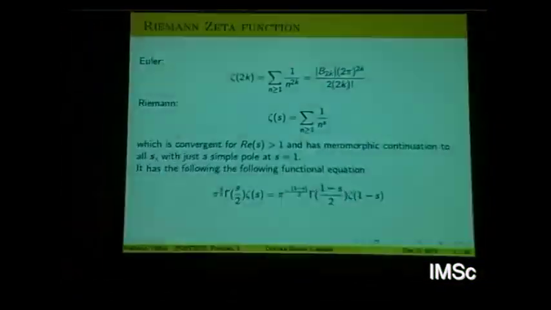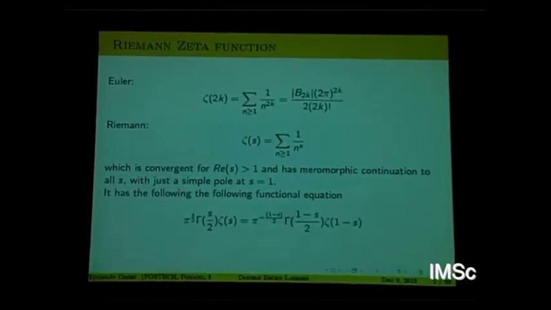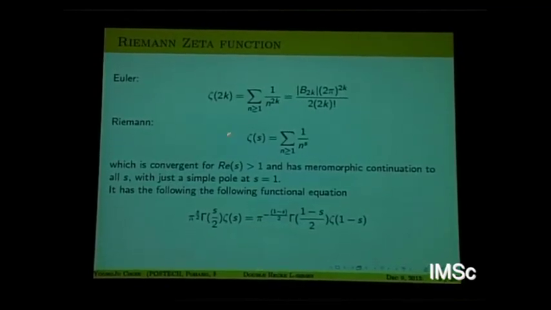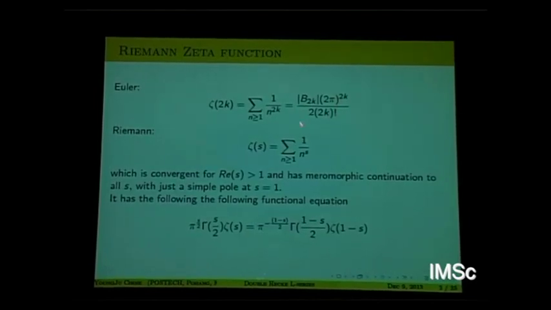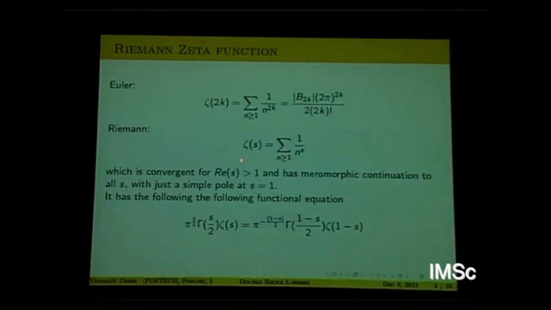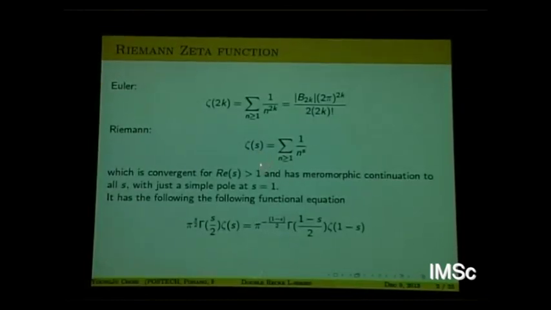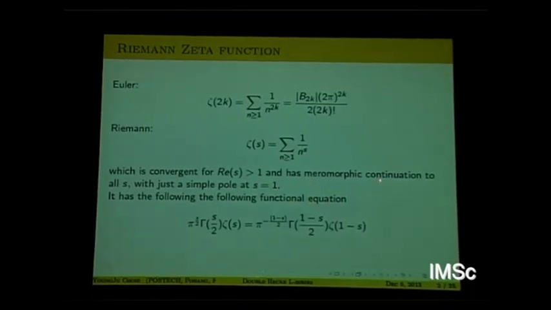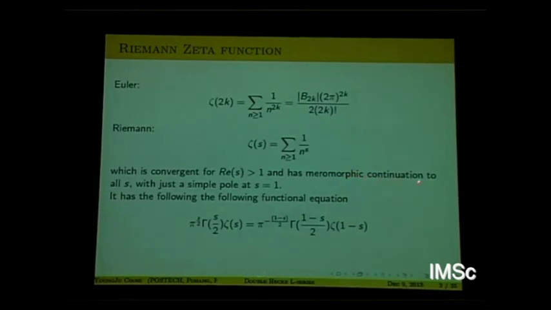All right. So let's recall our Riemann zeta function. Euler evaluated the value of the Riemann zeta function at every positive integral point, which has an expression in terms of a Bernoulli number. Then Riemann studied this as a function of a complex variable, which converges when the real part of s is bigger than 1, and it has a meromorphic continuation to all s with just a simple pole at s equal 1. And it has a beautiful functional equation, namely with the gamma factor, it is symmetric from 1 minus s to s. So we have a symmetrical functional equation.